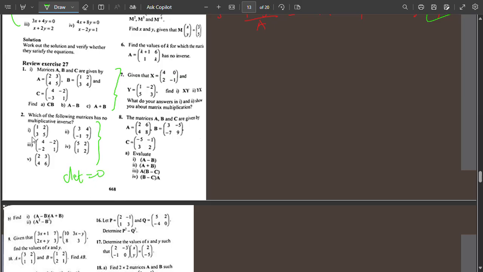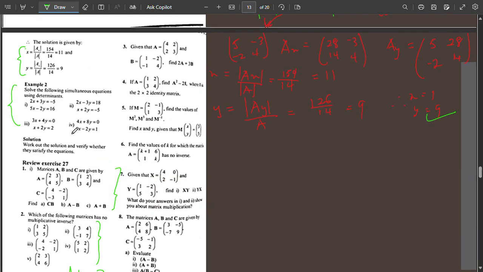So we'll find all the determinants and then see the ones that are 0. The ones that are 0 have no multiplicative inverse, right? Given that A is this, we can do it. We can do this: A squared minus 2B. A squared is just A times itself, minus 2B. We can solve this. Then this one is the same thing.